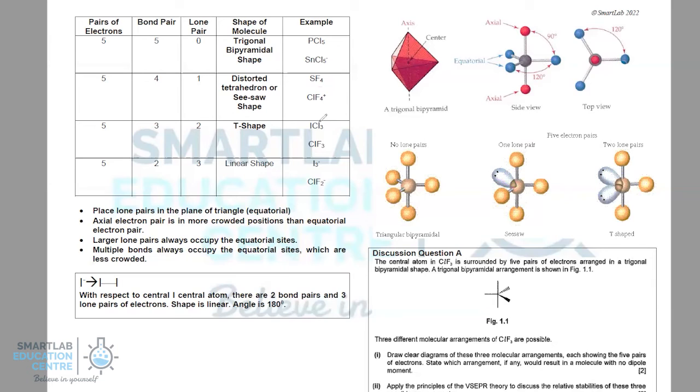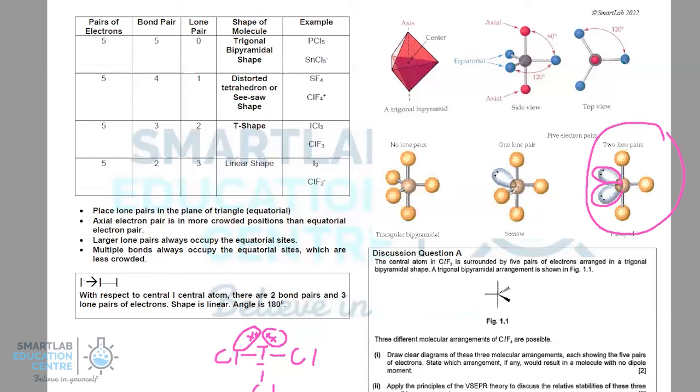Next, ICl3. In ICl3, you will find that it has 3 bond pairs, and iodine would have 4 lone pair electrons. They're not involved in the chemical bonding. So you end up with 2 lone pairs and 3 bond pairs. With 2 lone pairs and 3 bond pairs, the lone pairs will again be at the equatorial side. And therefore, the shape of ICl3 will be T-shape.